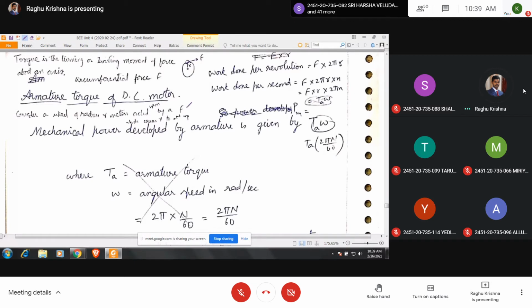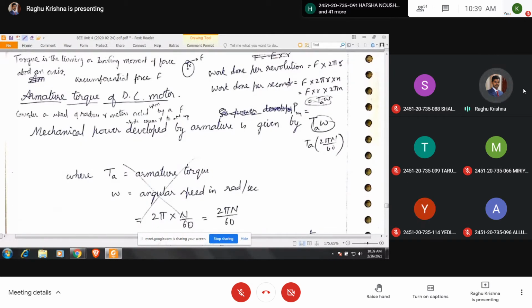Now, the mechanical power developed by the armature is given by torque into omega. How do you get this? Work done per revolution is equal to force into distance. What is the distance? 2 pi r. So work done per revolution is F into 2 pi r.